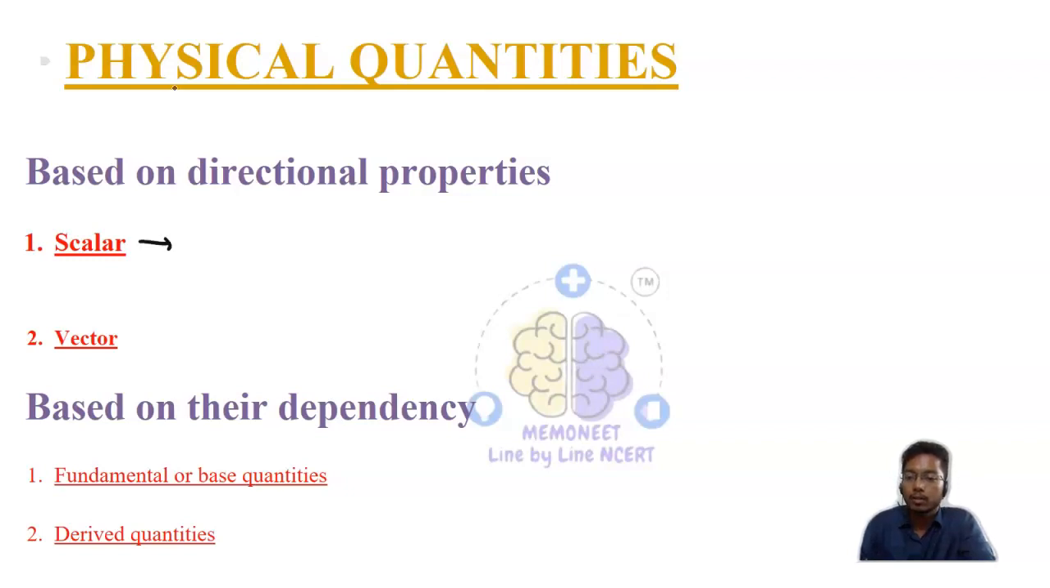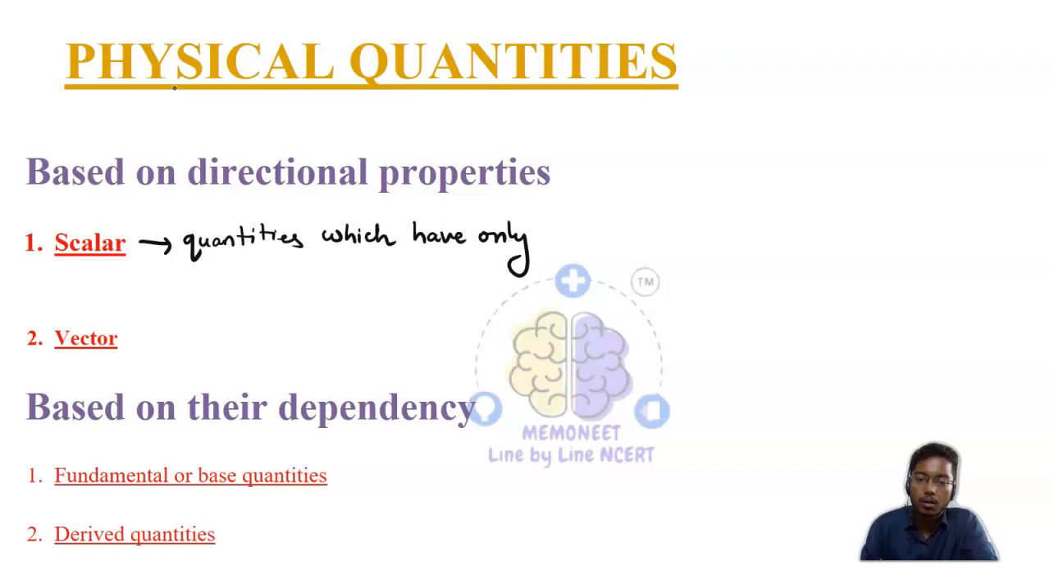Scalars are the quantities which have only magnitude. It has no direction here. Examples are mass, length, etc. These have only magnitude but no direction.